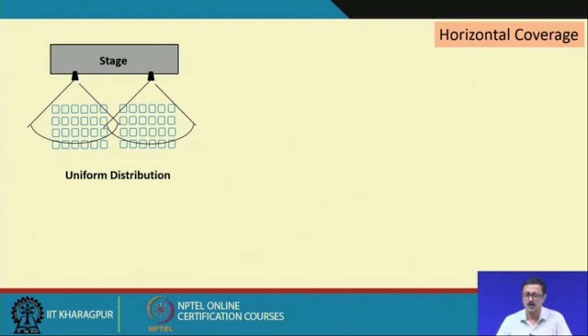So, let us talk about the horizontal coverage. This is a plan of a stage and there is the audience. I have placed two such loudspeakers at these two uniform, symmetrical points, and it gives a uniform distribution.